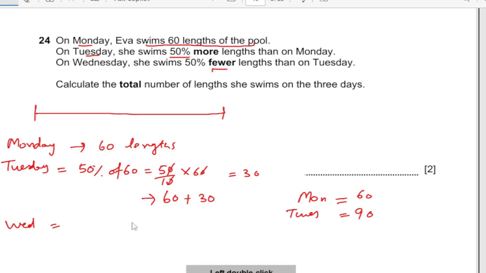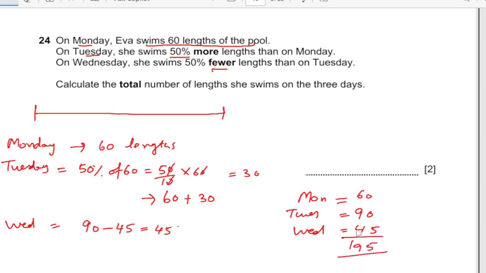Tuesday it was 90, and 50% of 90 is half of that, that is 45. So 90 minus 45 is 45. So Wednesday is 45. Then we are going to add all of them. It is 195. Right?